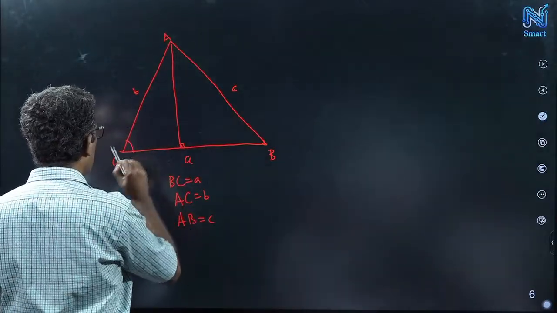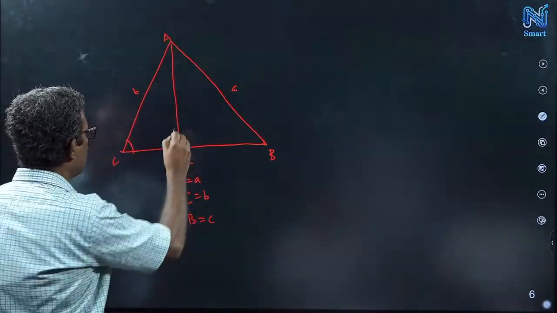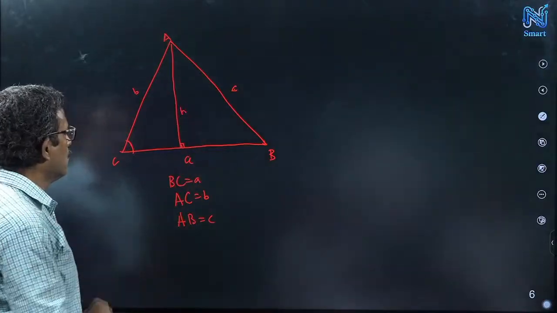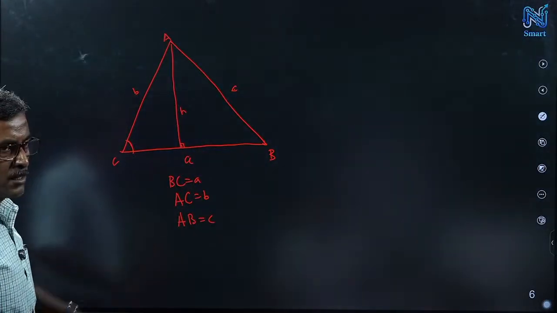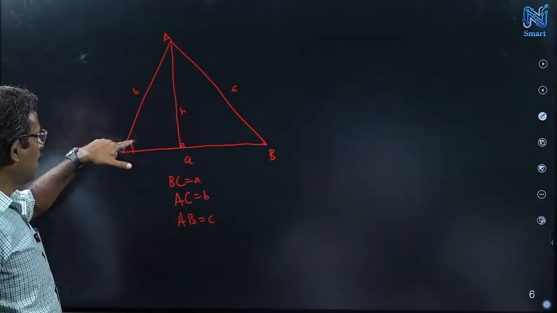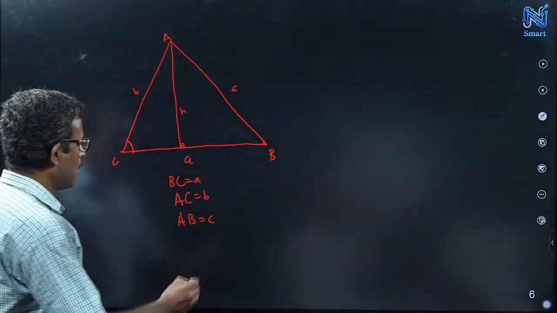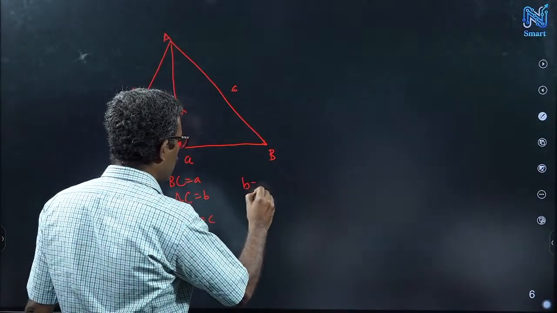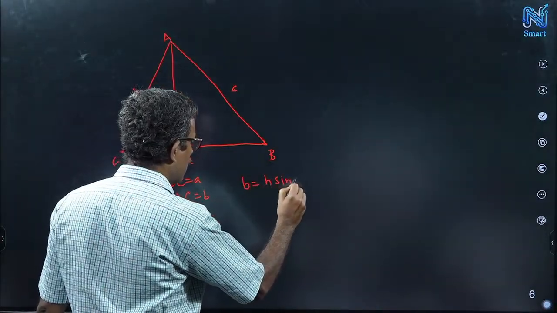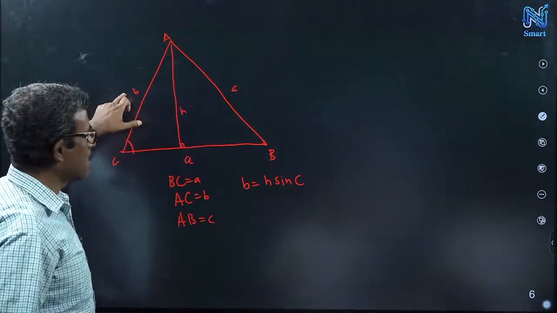Now this angle is C. Now what is this h, the height? What is sin theta here? Oh, sin C is h by b, right? h by b is sin C.